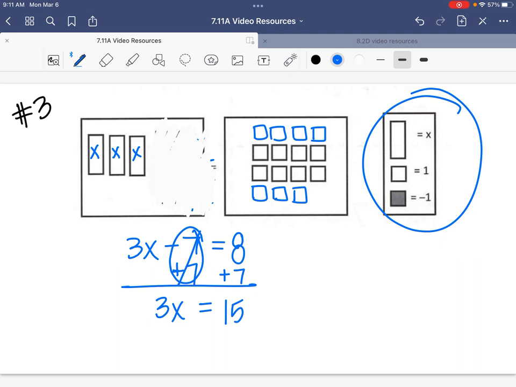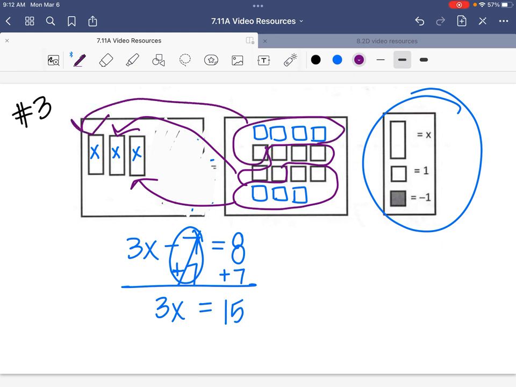Again, I'm not done there. I want to find what one variable is equal to. So what I could do if I had my tiles right in front of me is I could take all of these units and share them equally. So I could have 5 go to 1x, another 5 go to a second x, which would leave the last group of 5 to go to the final x. So each x would get paired with 5 positive units.